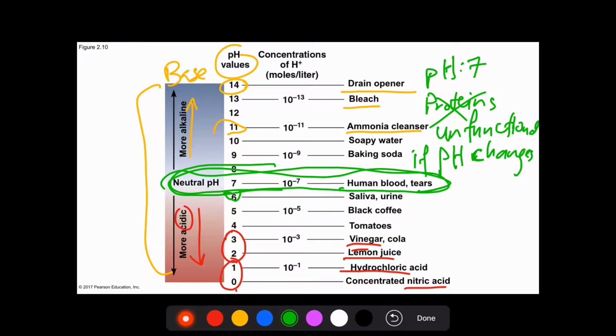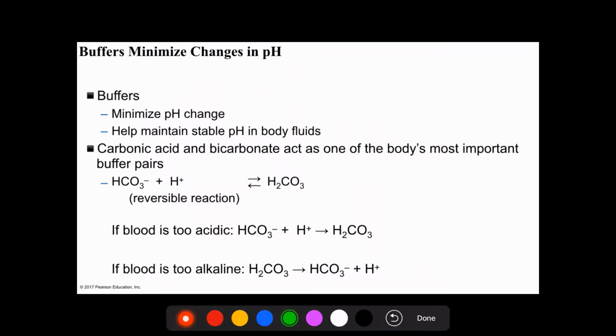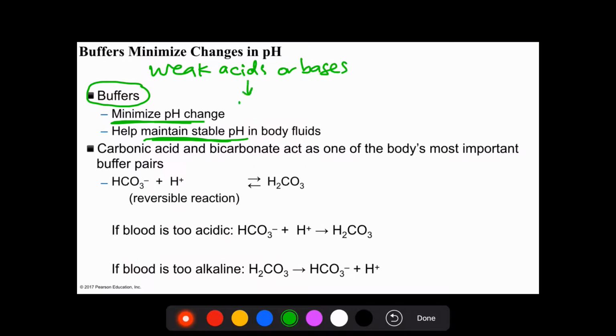But in the body, how do we control that concentration of hydrogen ions? It turns out that in our body, we have something called buffers. These buffers minimize the pH changes and help maintain a stable pH in the body fluid. So technically buffers can be weak acids or bases. Weak acids can increase the hydrogen ions, or bases can absorb the hydrogen ions to prevent the changes in pH.